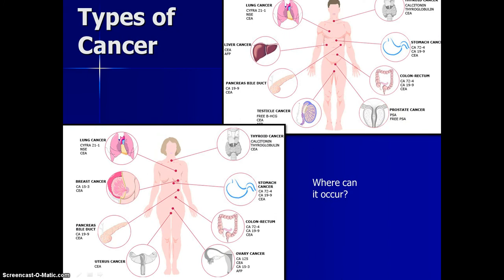Types of cancers. Does cancer only happen in males? Does it only happen in females? Does cancer only happen in certain types of tissues or organs? Does cancer only happen when you get old? Nope. It is not biased. It can happen to anyone, at any age, and anywhere in their body, as you can see by the diagrams.